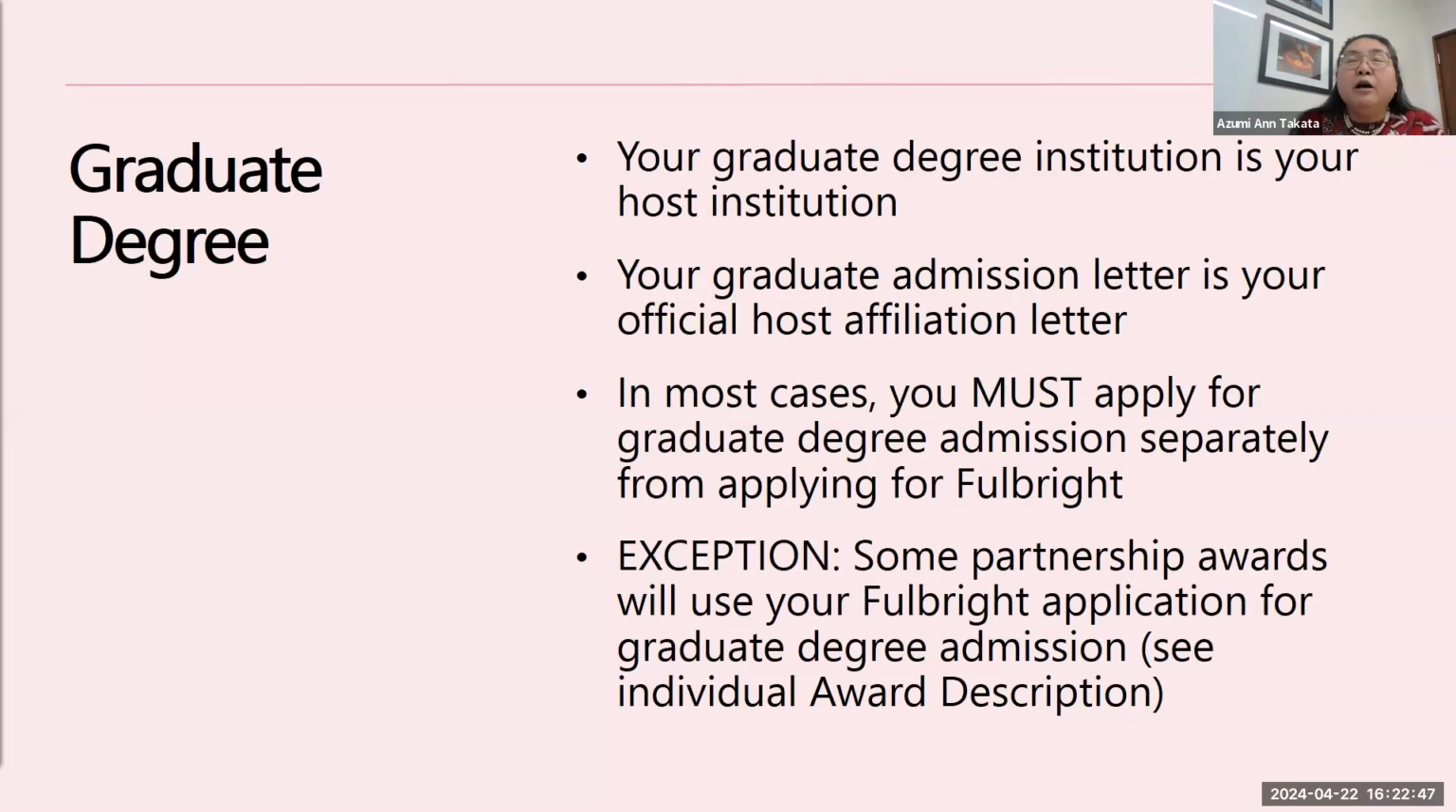If you're doing one of the study research options, you can subdivide that and look at specific situations within study research. So first, if you'd like to do a graduate degree program as a study research option, whether as a partnership award or as an open study research proposal, your graduate degree institution is going to be your host institution. And officially, your graduate admission letter is going to be your official host affiliation letter.